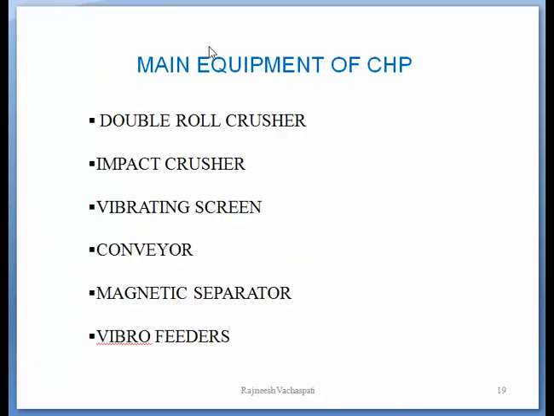In this slide, we will see the different equipments used in coal handling plant. This is basically about crushers, double roll crushers, impact crushers, vibrating screens, conveyor belts, magnetic separator to remove any iron content that comes with the coal, then vibro feeders.